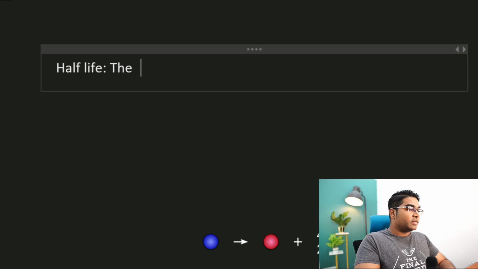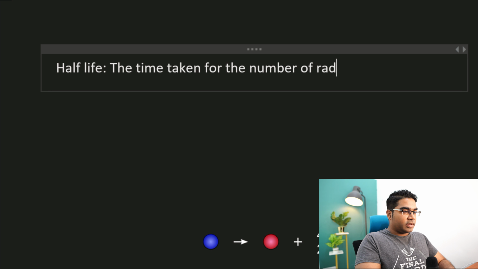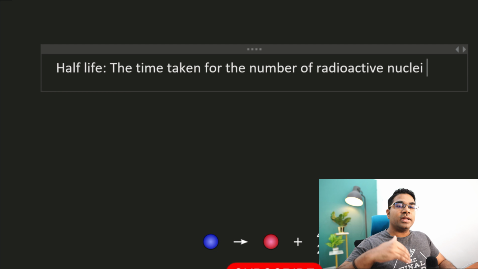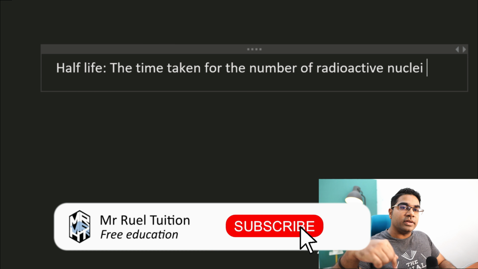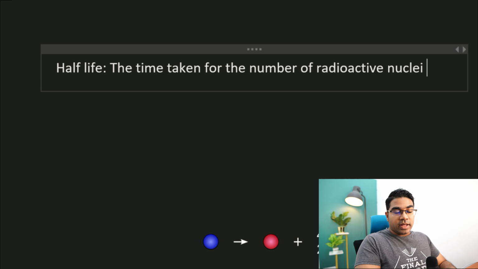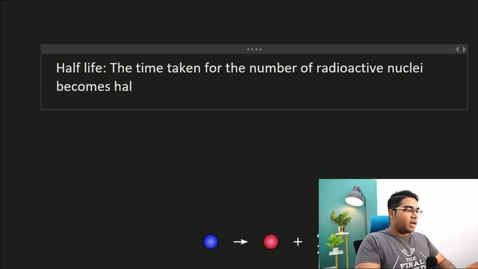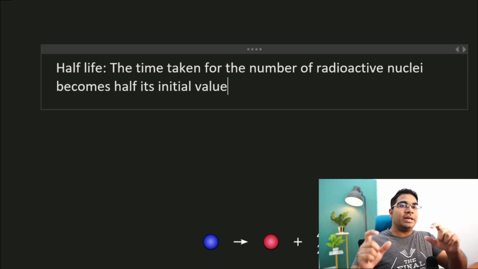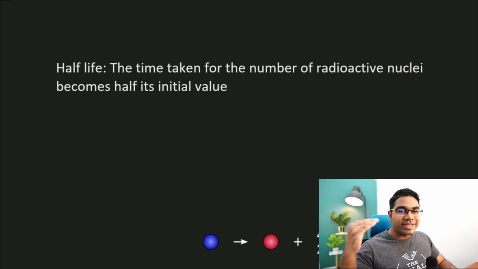Half-life can be defined as the time taken. It is a time period for the number of radioactive nuclei to become half its initial value. Radioactive nuclei are unstable nuclei that will decompose and give out radioactive radiation. That's another topic by itself. I will leave the link in the description below and make a video on that. Every time the number of radioactive nuclei becomes half, the time period for that is known as the half-life.